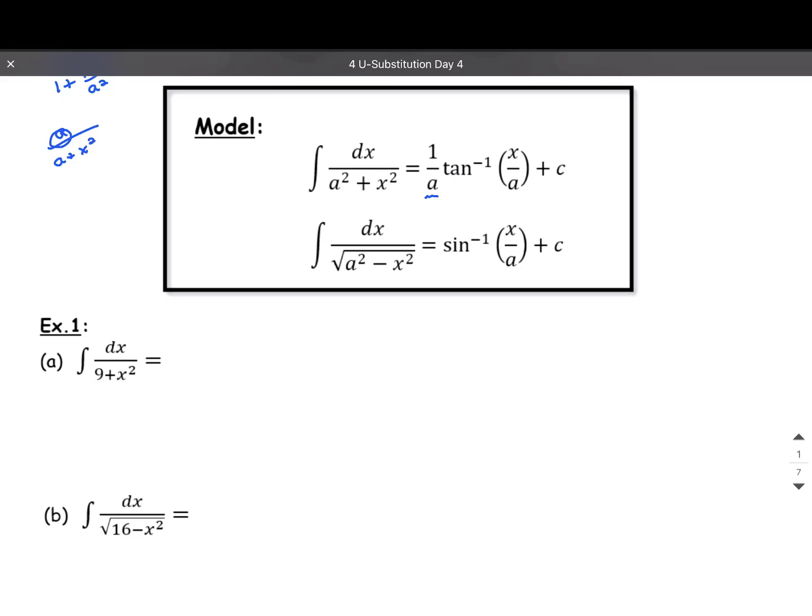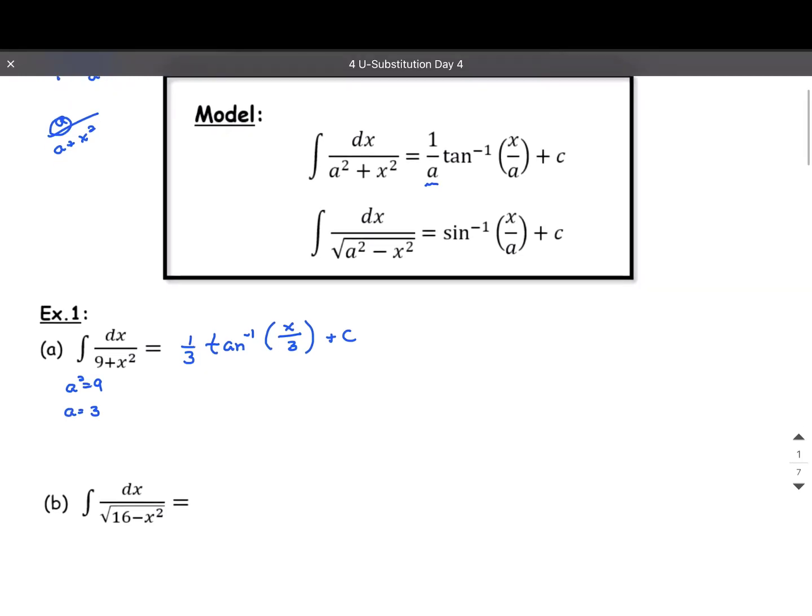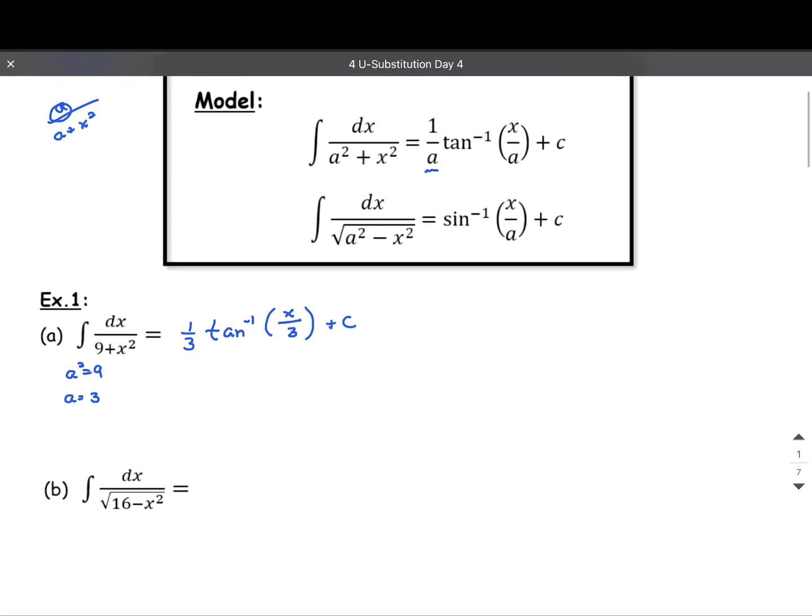So this is the integral of dx over 9 plus x squared. If we look at this, a squared is 9, which means a is 3. That's in the form 1 over a squared plus x squared. So that tells me this is a tan inverse, an arctan of x over the a is 3. Don't forget to divide out by the a plus c. There we go, done.